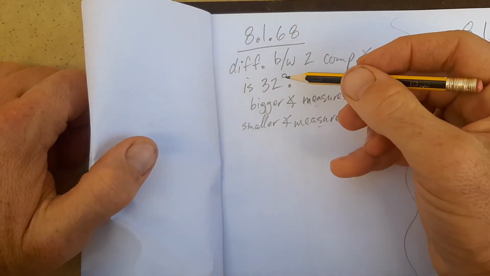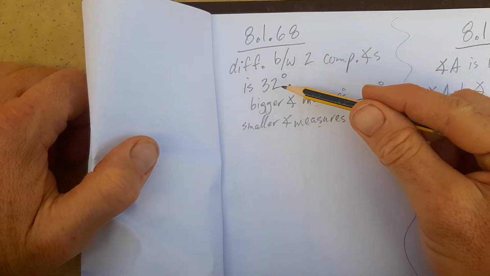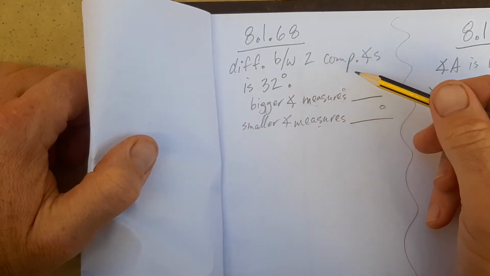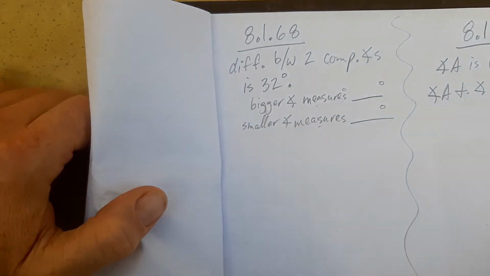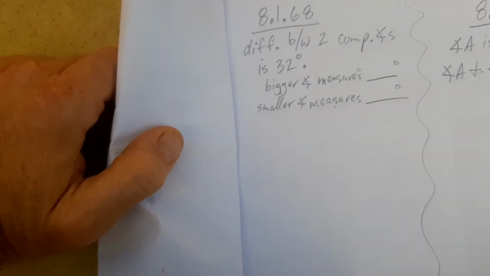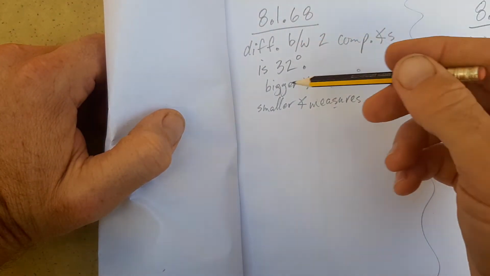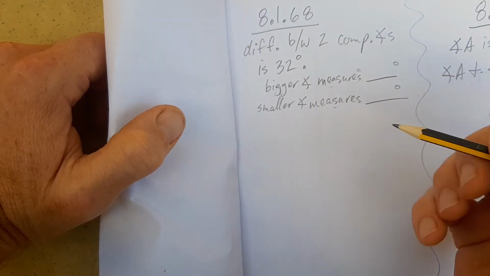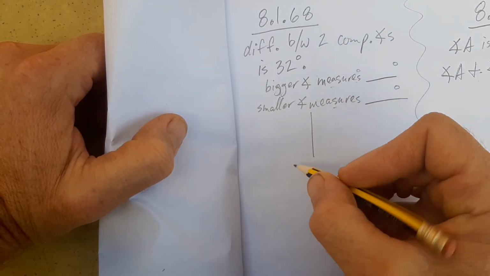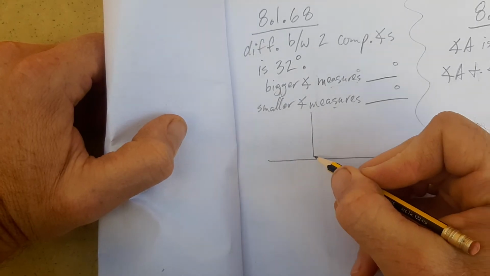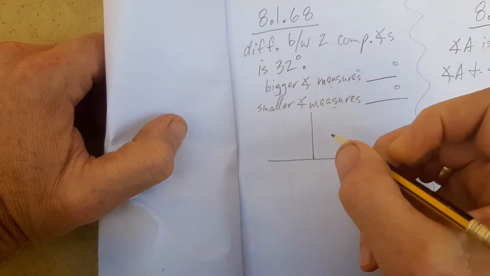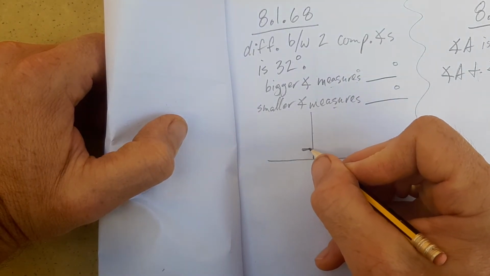The difference between two complementary angles is 32 degrees. What's the measure of the larger one and the measure of the smaller one? Okay, I'm going to draw a picture. So I got a word, I have an English explanation. Let's draw, this is geometry. I can draw a picture, right? It's complementary angles, so I know, what does that mean?